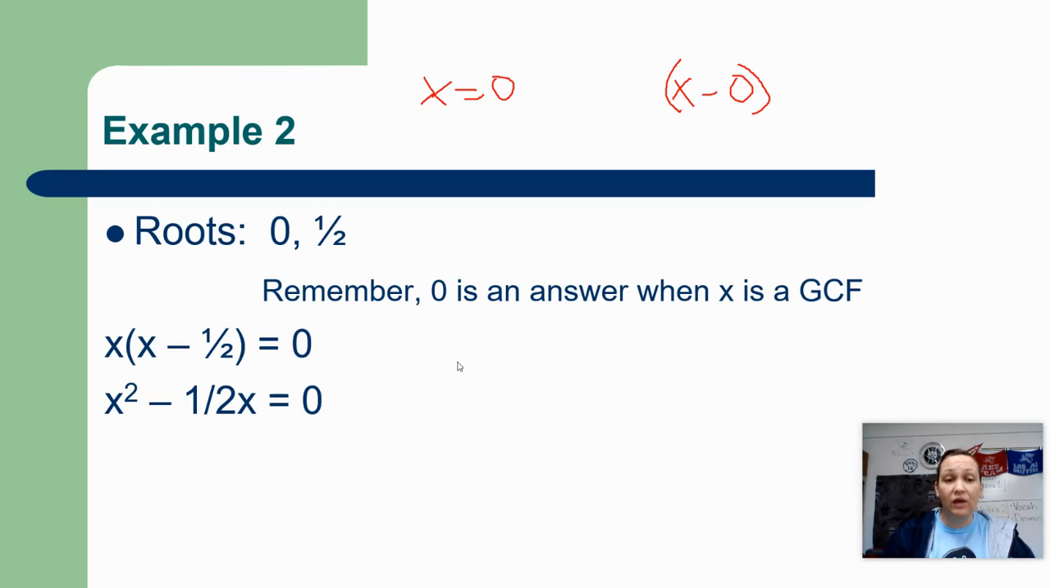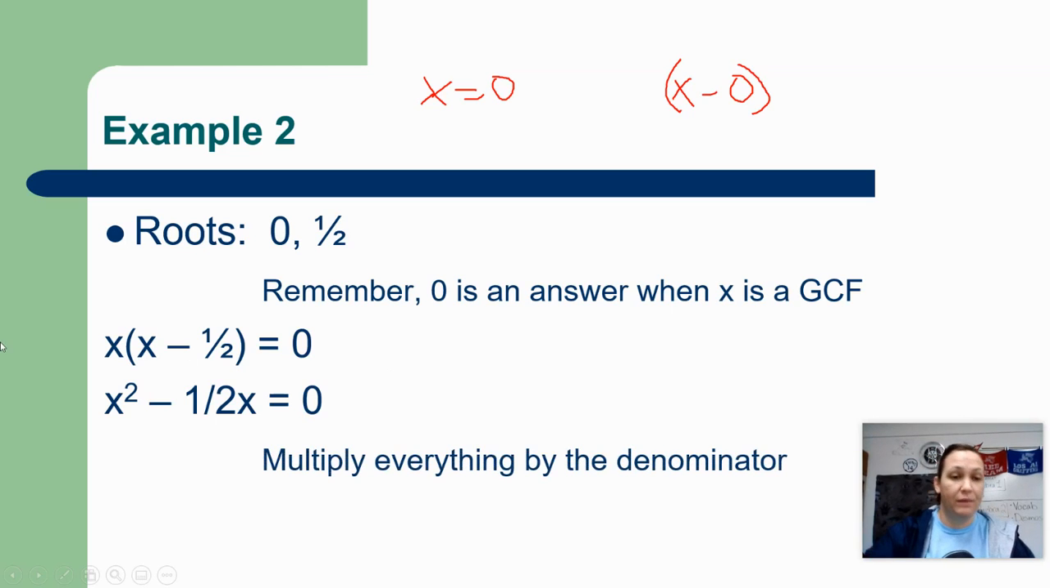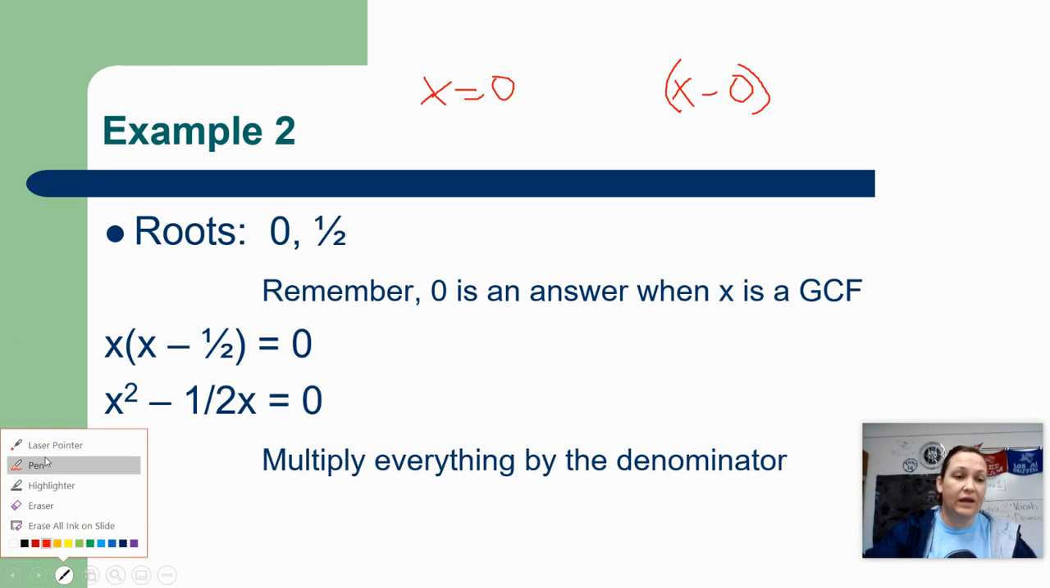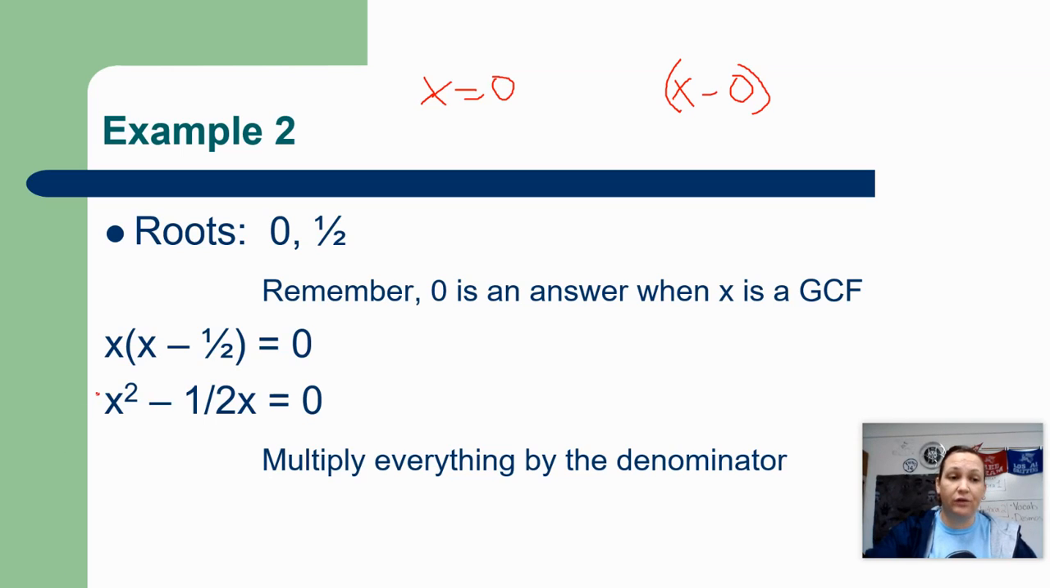And so if I want to get rid of a fraction in an equation, something with an equal sign, I can just multiply each term by the denominator. You have to multiply everything. So I'm going to multiply the x squared, I'm going to multiply the 1/2 x, and technically I'm also multiplying the 0. 0 times anything is still 0, but I have to put it in there. And then I get this, and now everything is whole numbers.